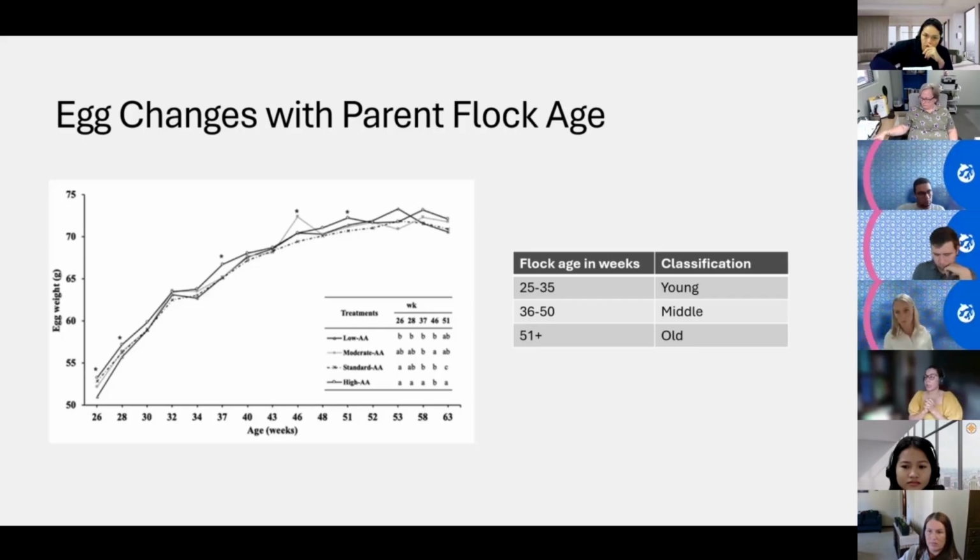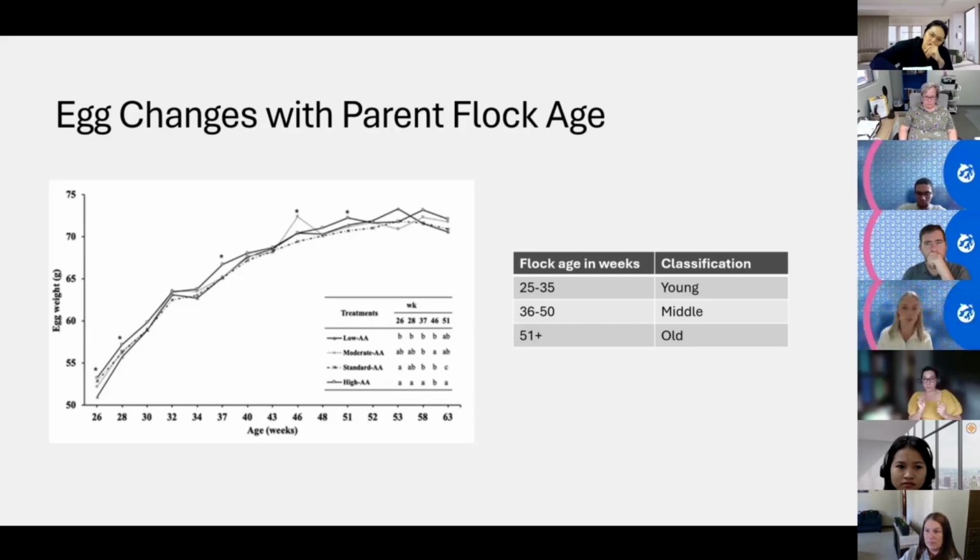And at the hatchery, we have this kind of classification. What do we consider a young flock, middle, or old flock? So the young flock is 25 to 35 weeks of age.